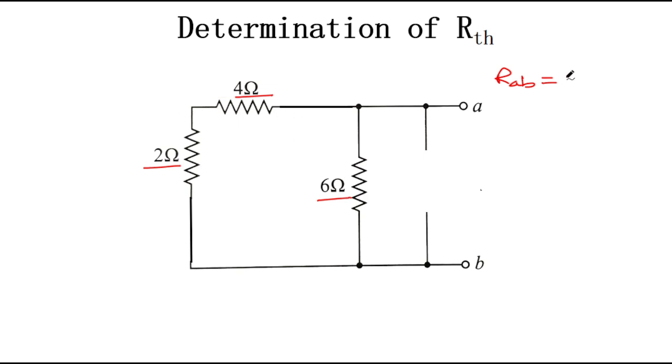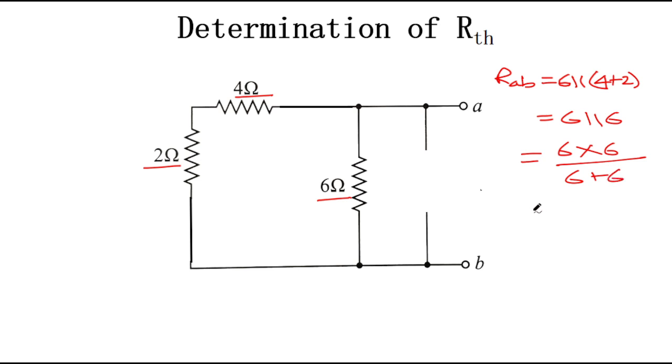So it can be written as a 6 ohm resistance in parallel with 4 plus 2 ohm, right? So it is equal to 6 ohm in parallel with 6 ohm. If you calculate this, it will be equal to 6 times 6 divided by 6 plus 6, that is 36 divided by 12, which is equal to 3 ohm. So our value of RTH here is 3 ohm. That is a very easy one.